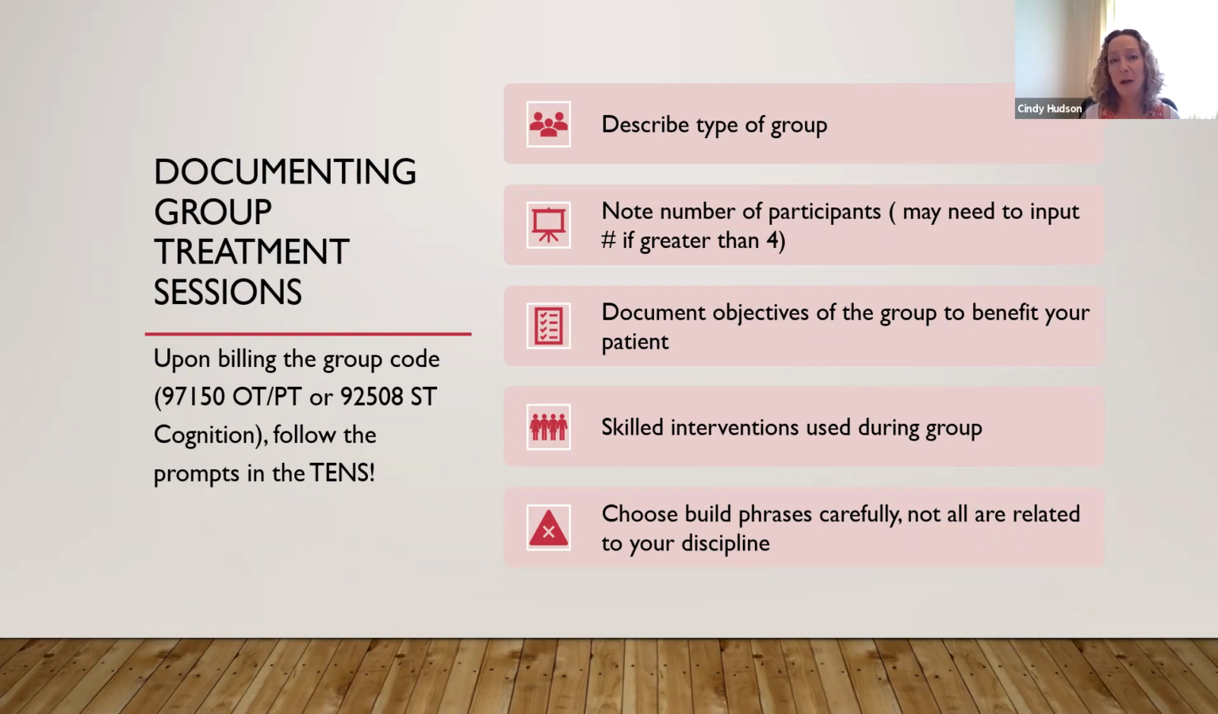You want to follow the prompts that are provided in a treatment encounter note on the days that you're billing those group codes. So you're going to need to describe the type of group. You're going to want to note the number of participants in that group, and you probably will need to input the number if it is greater than 4. At this particular moment, NetHealth shows that a group can include 2, 3, or 4 participants.